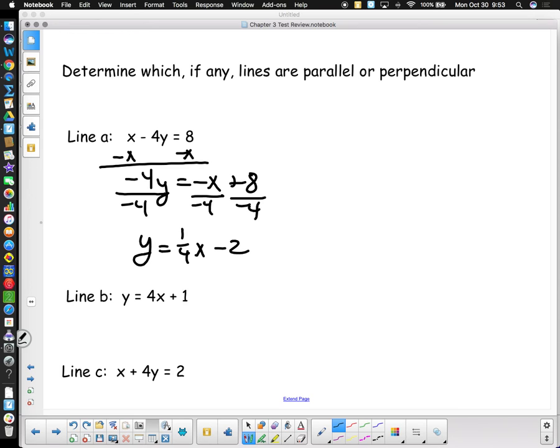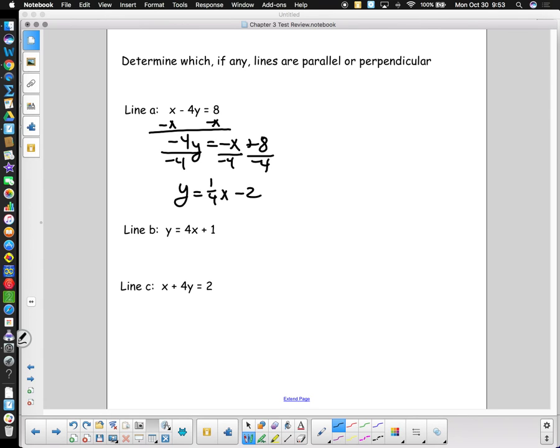Okay. This one is a slope of 1/4. This is a slope of 4. Are they parallel or perpendicular? No. A and B? Nope. Nothing going on between A and B. If one of these were negative, it would be perpendicular, but neither one is.